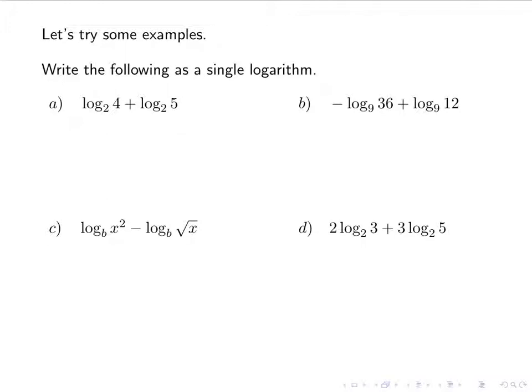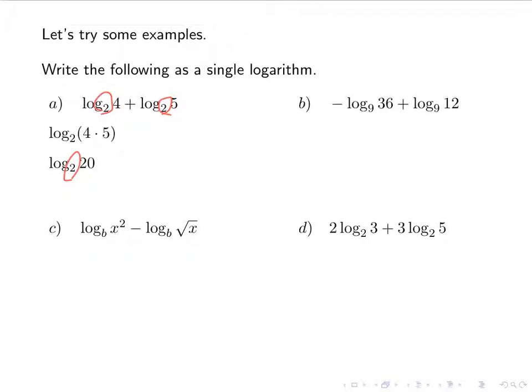So for A, we have log base 2 of 4 plus log base 2 of 5. The addition of logs means that we're going to multiply our arguments. So it's log base 2 of 4 times 5. And 4 times 5 is 20. So I've gone from 2 logs to a single log. Notice the bases have to be the same. It was always log base 2. That doesn't change.